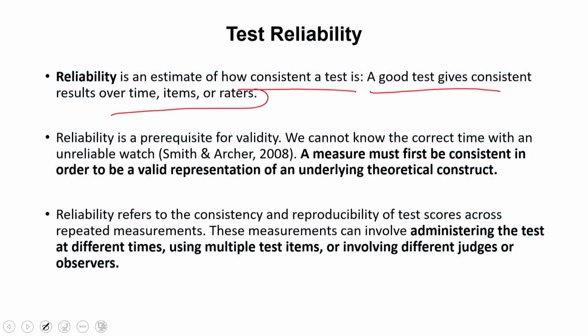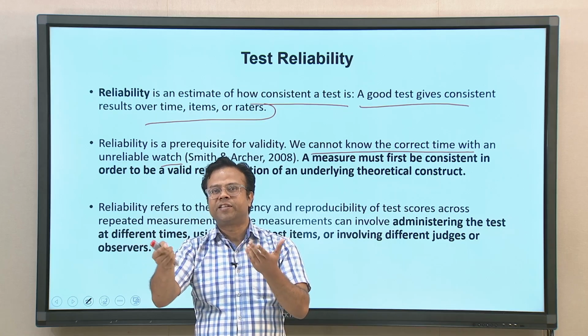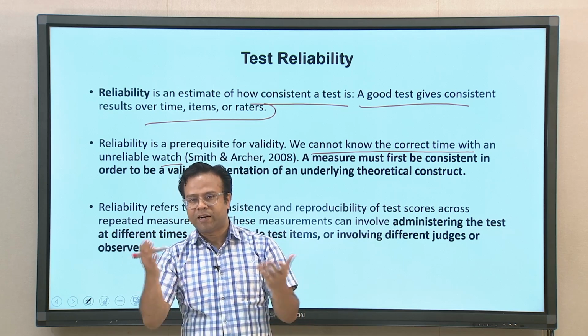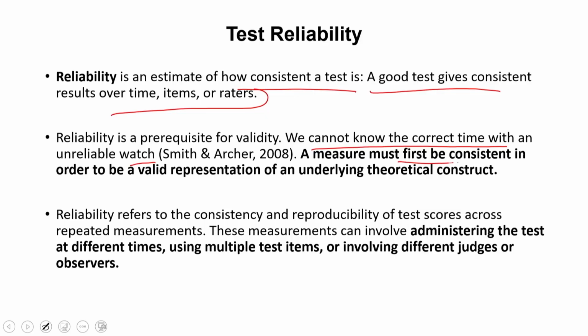We cannot know the correct time with an unreliable watch. Okay. If a watch is unreliable, what does it mean? It is not showing time consistently, when it should be 10 it is showing 9 or something like that. So, if the time shown by a watch is inconsistent, that means it is an unreliable watch. Similarly, a test or a measure first must be consistent to be called a valid representation of an underlying theoretical concept. So, if it is not consistent, we cannot say it is a valid test. So, both are connected to each other.